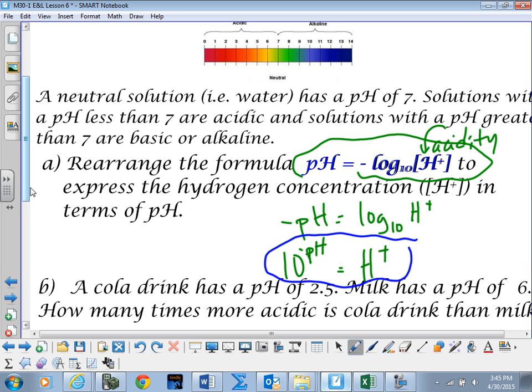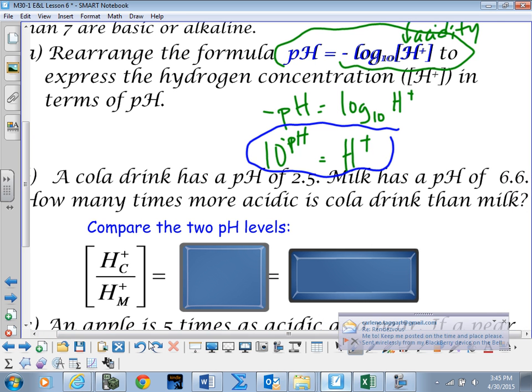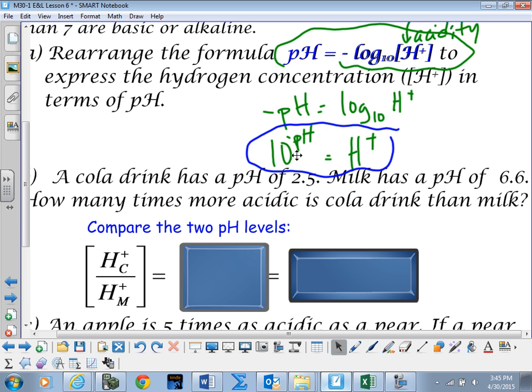All right, a cola drink has a pH of 2.5. Milk has a pH of 6.6. How many times more acidic is cola than milk? So a cola drink has pH 2.5. That means the pH is going to go to the exponent, and that's going to be a negative 2.5 as the exponent to base 10. Now milk has a pH of 6.6, so that's going to be the exponent of negative 6.6.